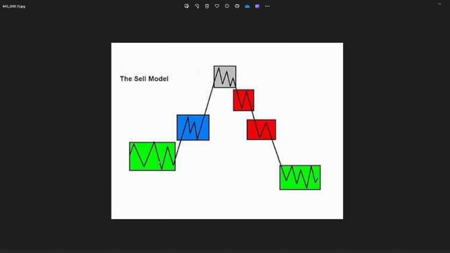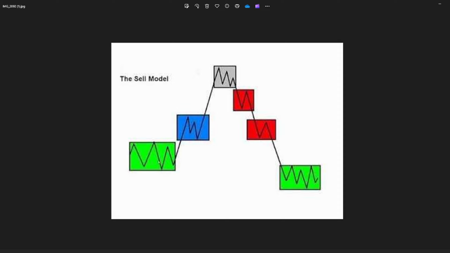Another way to look at this model, right? This one specifically is a sell model. Another way to view this is if you can imagine that this is a bearish candle. Imagine this as a bearish candle because that's all it is, right? It's an open, it's a high, it's a low, and then a close, right?